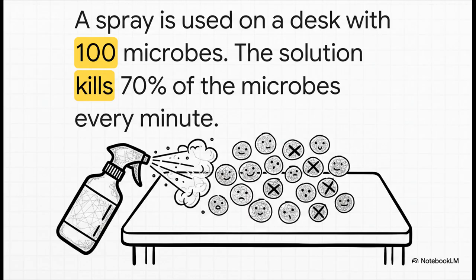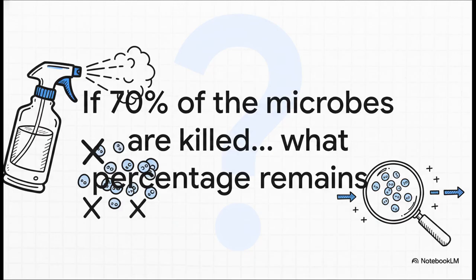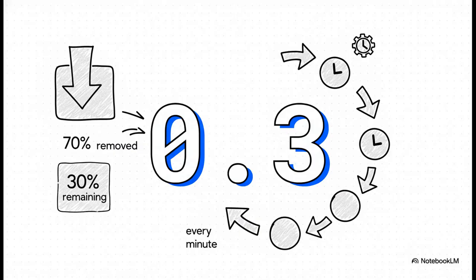A equals 100. Okay, now for the part that sometimes trips people up. The spray kills 70%, but remember, our multiplier, B, isn't about what's gone. It's about what's left over for the next minute. So I'll ask you this. If 70% of the microbes are killed, what percentage remains? Exactly. If you get rid of 70%, you still have 30% left. And to use that number in an equation, we just have to write it as a decimal, which is 0.3. And that is our constant multiplier. That's our B. That's the number we're going to multiply by every single minute.